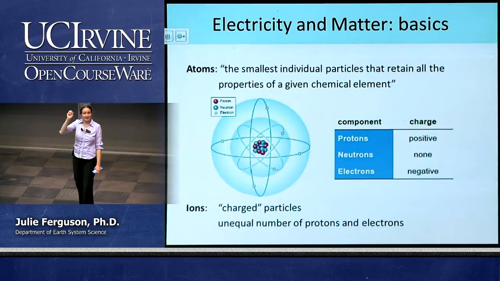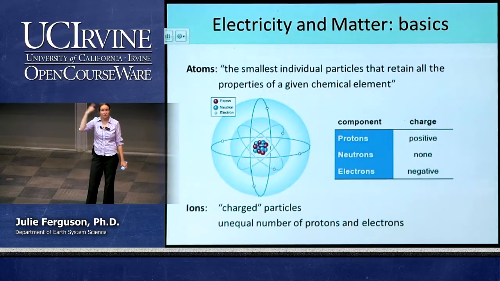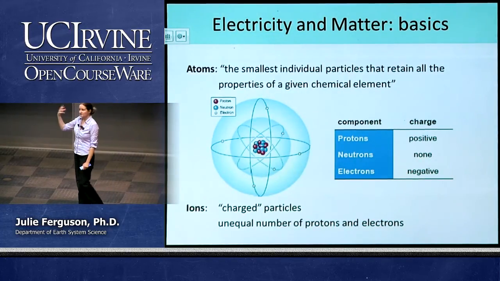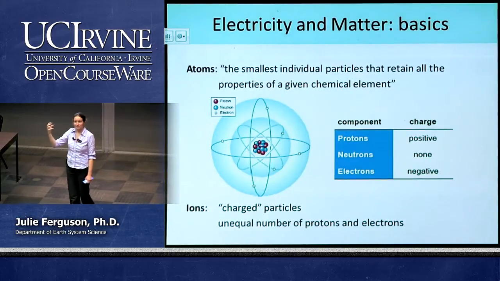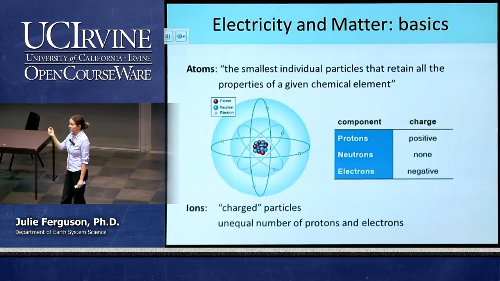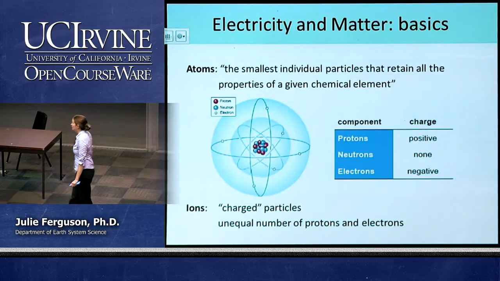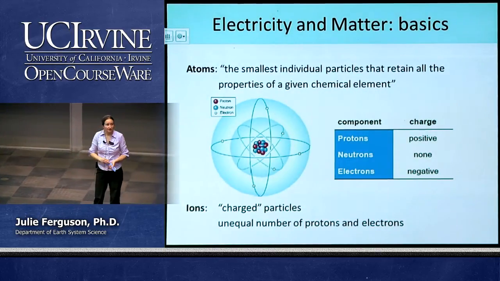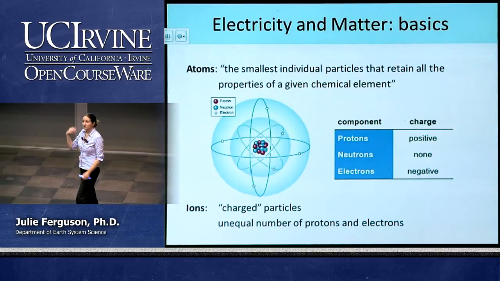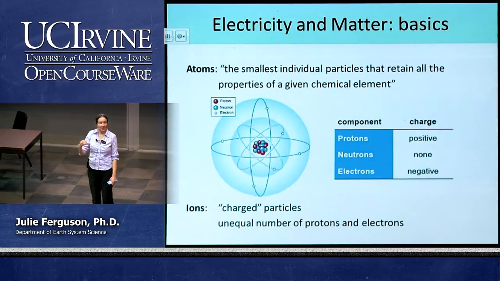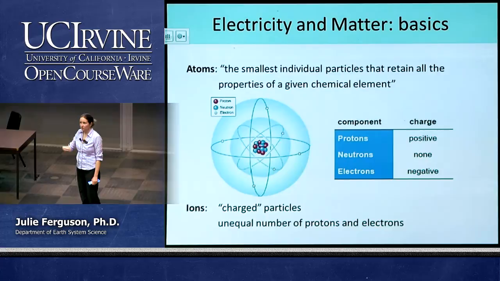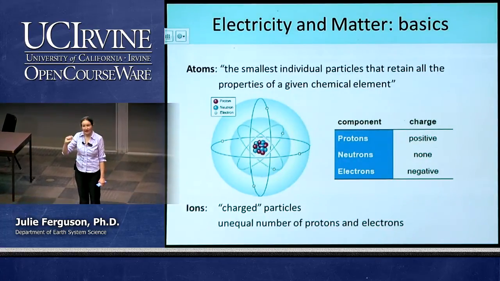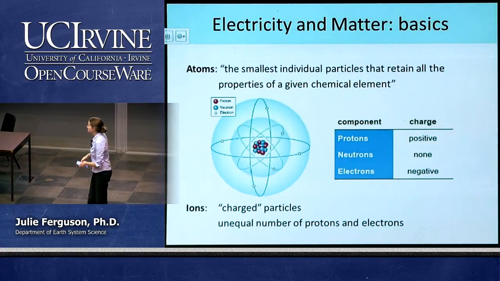And then around that central nucleus, we have these electrons orbiting around. And those electrons don't have very much mass, but what they do have is a negative charge. They have a negative, sort of -1 charge, okay? So when we talk about ions, what we're talking about is a charged atom. So it either has an extra proton or an extra electron, and so it has a charge to it, okay?